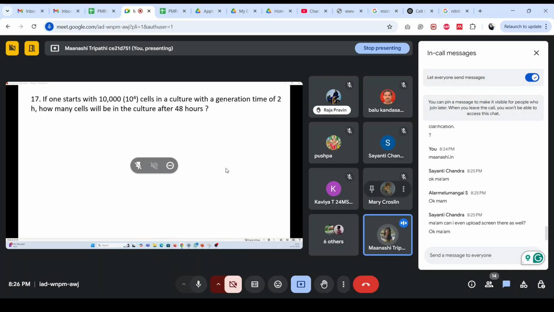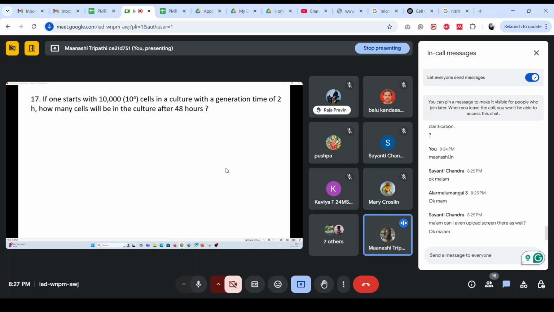So this is a numerical question based on growth. If one starts with 10,000 cells in a culture with a generation time of 2 hours, how many cells will be in the culture after 48 hours? So here we know the initial number, N naught. Further, we know the generation time. The question is, after 48 hours, how many cells will there be?